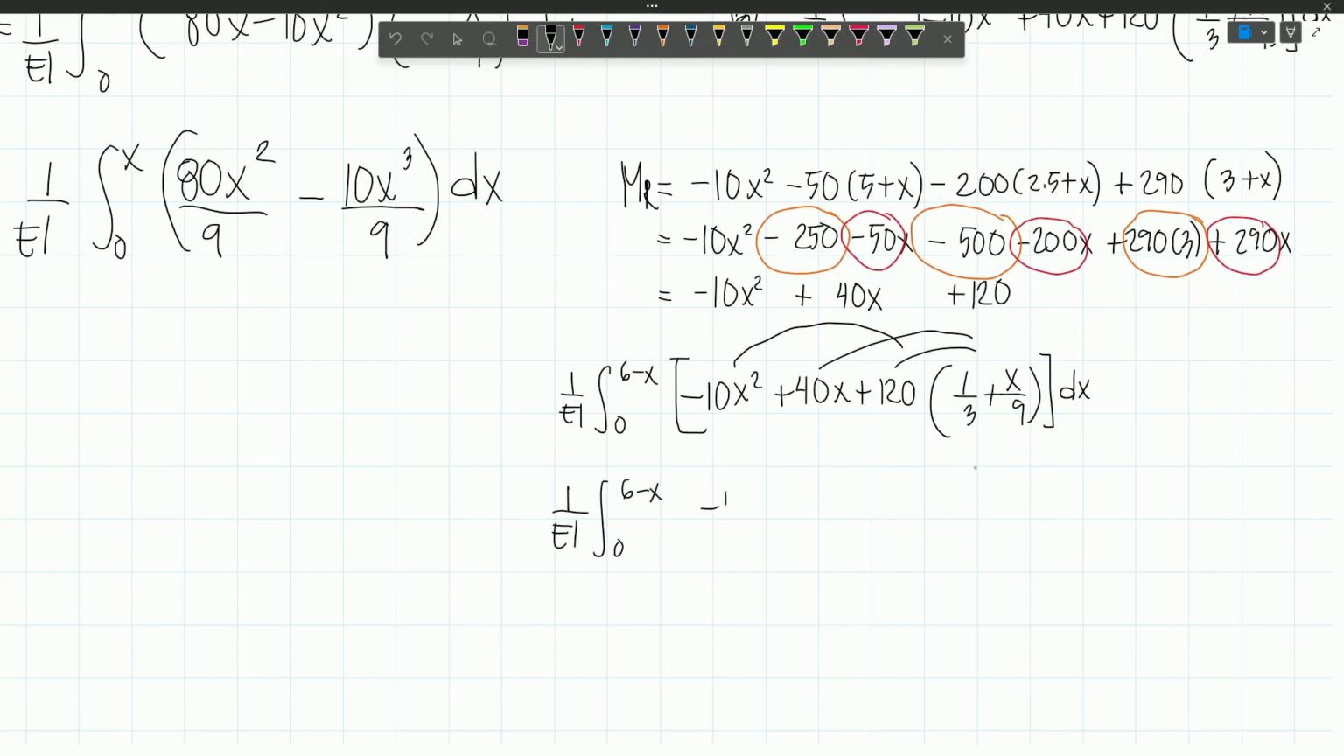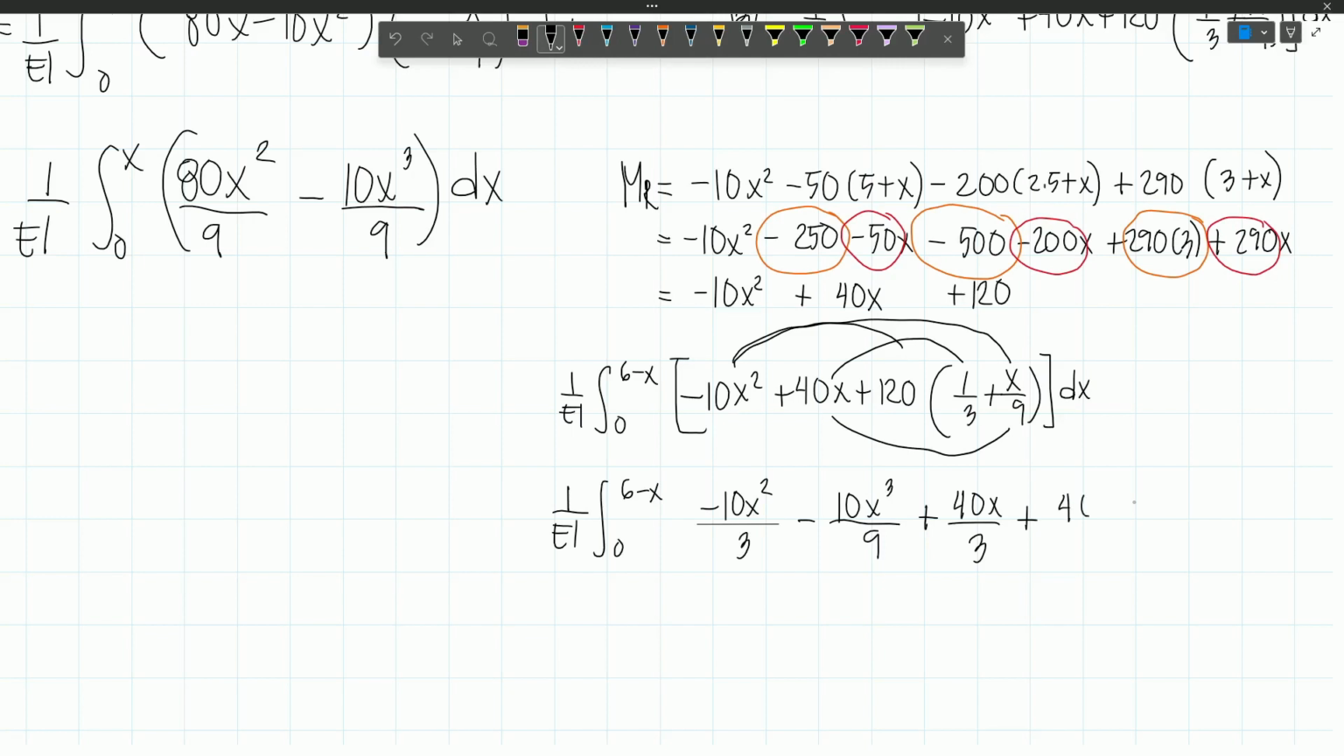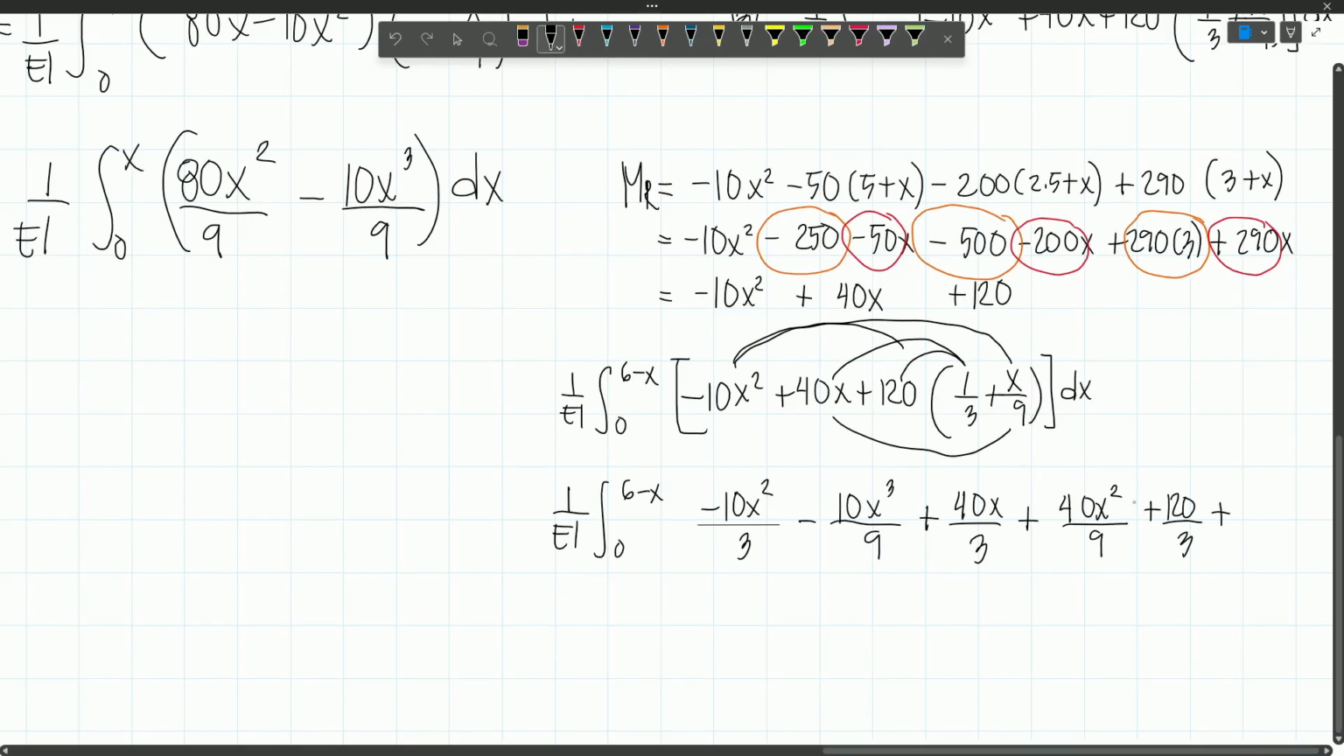And then, negative 10x squared over 3. And then, minus 10x cubed divided by 9. These two. And then, plus 40x times 1/3, which is 40x over 3. And then, plus 40x times x over 9, which is 40x squared divided by 9. And then, 120 times 1/3 or 120 over 3. And then, plus 120 times x over 9. So, that will be 120x divided by 9.